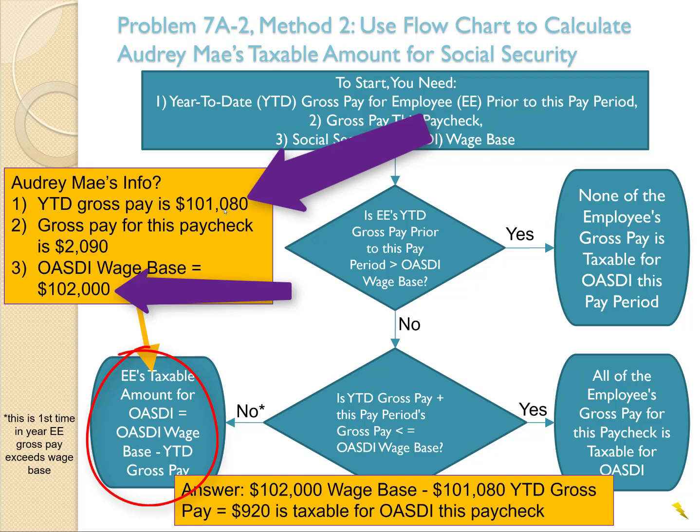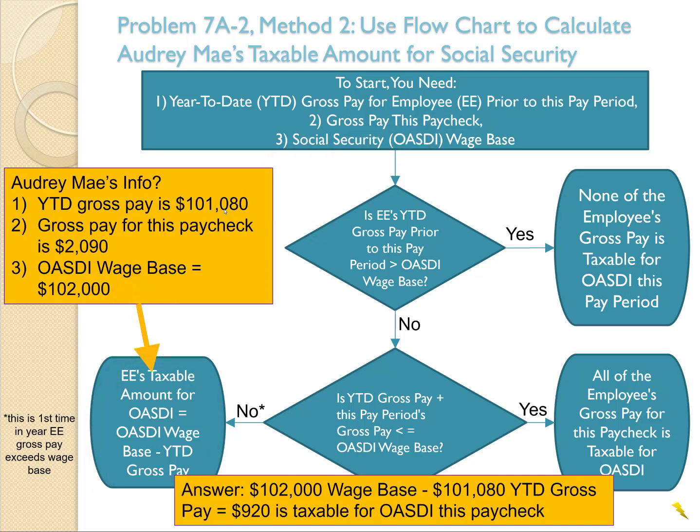And of course, to calculate the actual tax for OASDI, you take the $920 taxable times 6.2%. So use whichever method you prefer, either the graph method or this flowchart method.